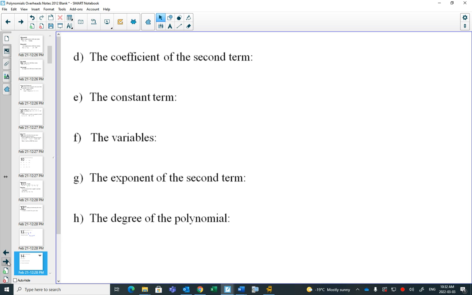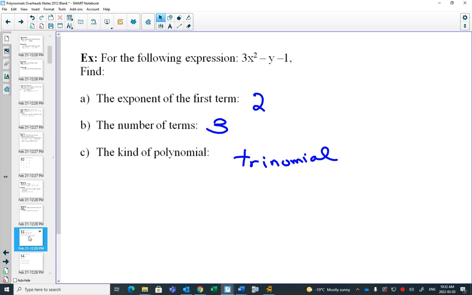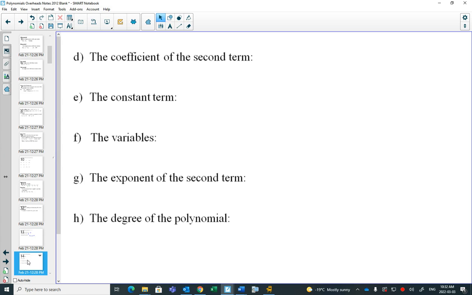Coefficient of the second term. So we have to look, what's our second term? It's negative y. What does a coefficient mean? The number before the variable. So if the second term, which I'll write in brackets above it, is the negative y, what's the number in front of y? When it's not written, we talked about these, a 1. And with the negative, it would be -1. So if there's a subtract sign, that subtract sign goes with the term and affects the coefficient.